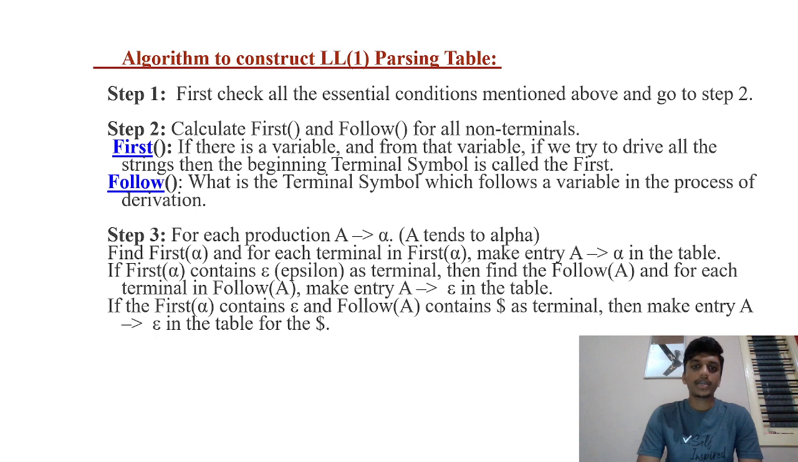Step 3. For each production A tends to alpha, find first of alpha, and for each terminal in first of alpha, make entry A tends to alpha in the table. If first of alpha contains epsilon as a terminal, then find the follow of A, and for each terminal in the follow of A, make entry A tends to epsilon in the table. If the first of alpha contains epsilon and follow of A contains a dollar symbol as a terminal, then make entry A tends to epsilon in the table for the dollar symbol.